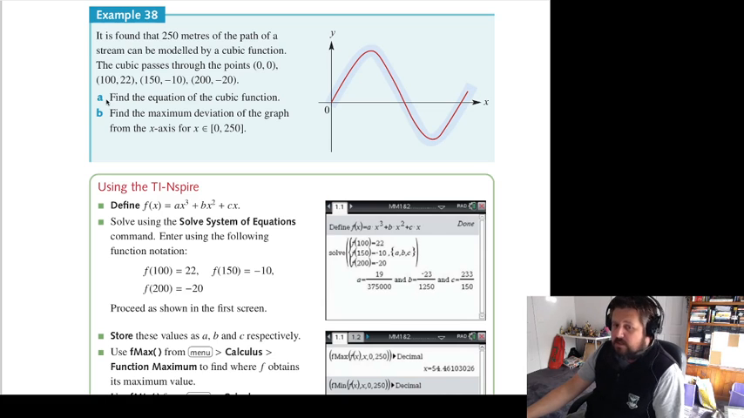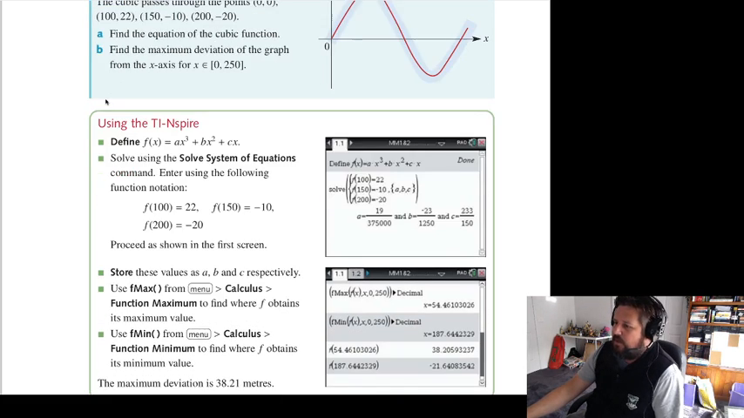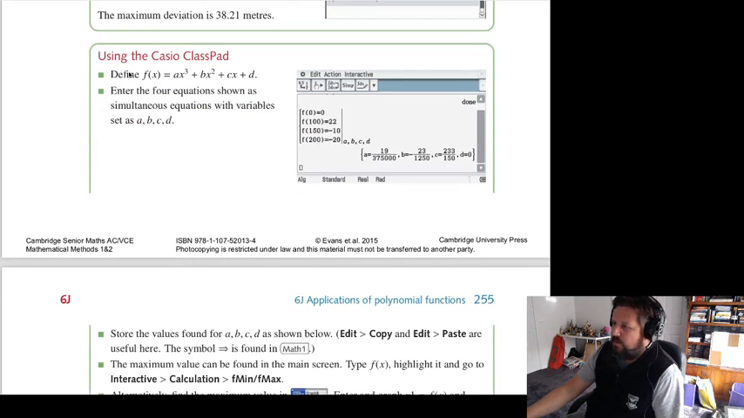So again, using CAS technology, we're going to do the following. So again, define the function f of x in this format, like we did in the other exercise. Enter the 4 equations shown with the simultaneous equations with the variables set as a, b, c, and d. So again, they're there. If you have errors and things, go watch the previous video where I explained how to do this. Using the variable and the ABC button is imperative to get this question happening correctly.